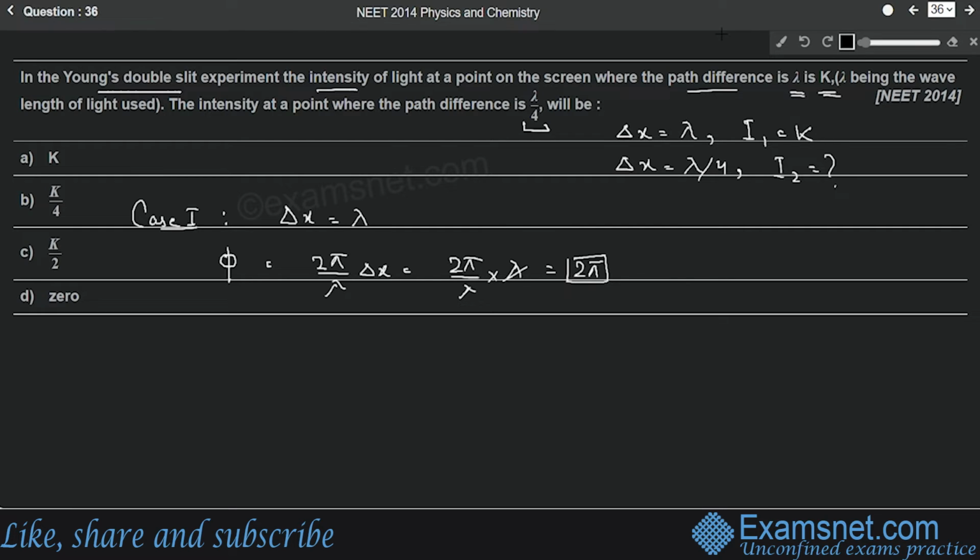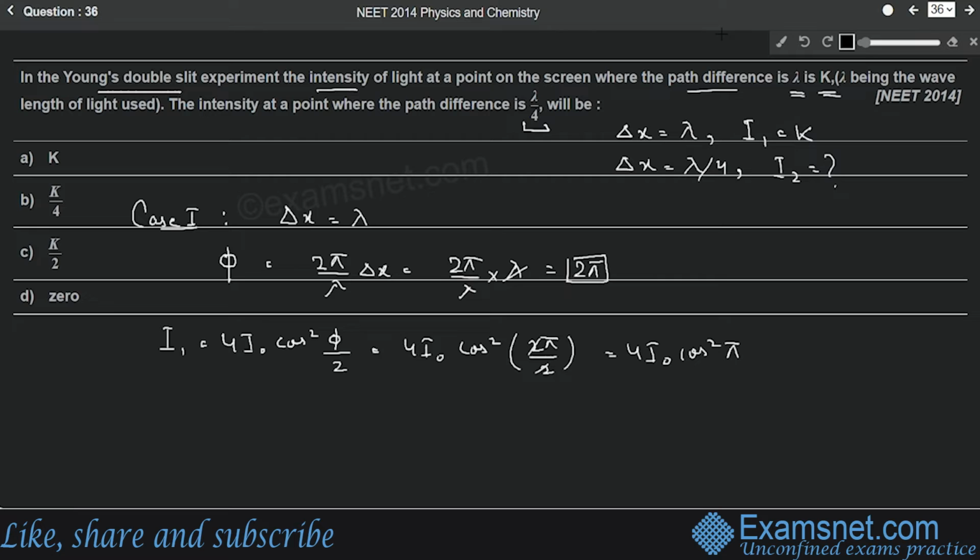Now we can find out the intensity. I1 is equal to, we know that the intensity at any point is given by the formula 4 I naught cos square phi by 2. In this case, phi is equal to 2 pi, right? So 4 I naught cos square 2 pi by 2. That means 4 I naught cos square pi.